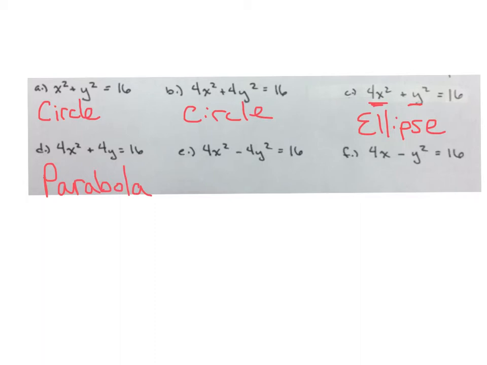In part E, we have both terms being squared again. However, there's this minus sign in the middle. So the only one that's with both terms squared, where they're subtracting, is a hyperbola.